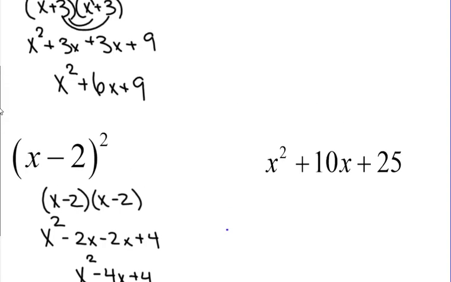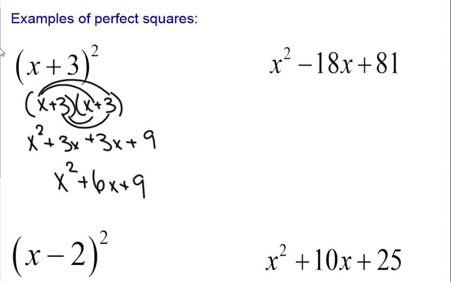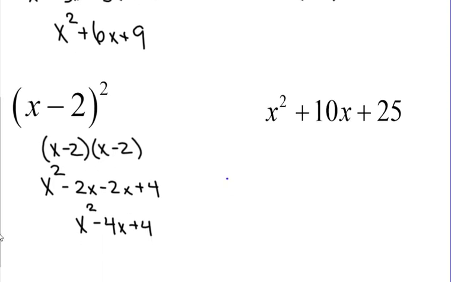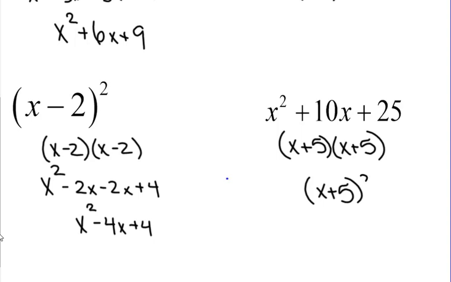If we wanted to go the opposite way, so factoring instead, we want to think: multiplies to be 81, adds to be negative 18. Well, that's going to be negative 9 and negative 9, so x minus 9, which would just be x minus 9 squared. And then our other one, multiplies to be 25, adds to be 10. Well, that's going to be 5 and 5, so x plus 5, which would be x plus 5 squared.